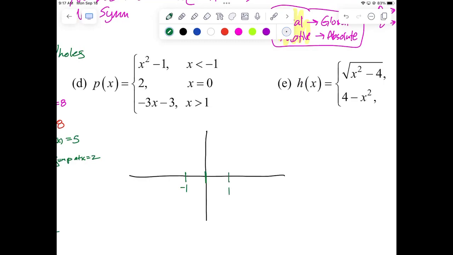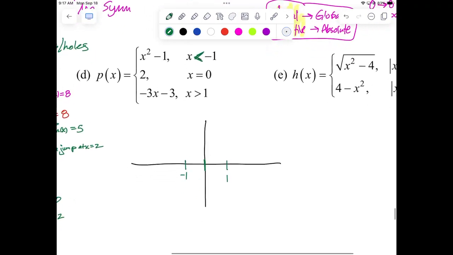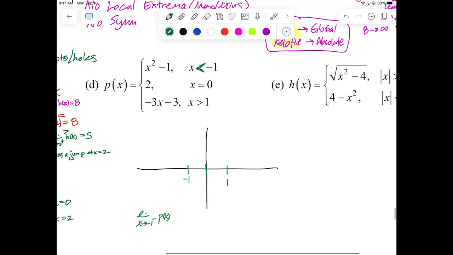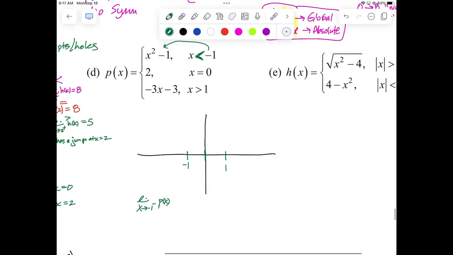The top piece is the left piece, right? It says less than. I want to know what the limit is as x goes to -1 from the left. I want the limit as x goes to -1 from the left of p of x. Well, by direct substitution, what is that? What's -1 squared? I can use direct substitution and I get 0. So at -1, do I put a solid dot or an open circle? Open circle because it's strictly less than.